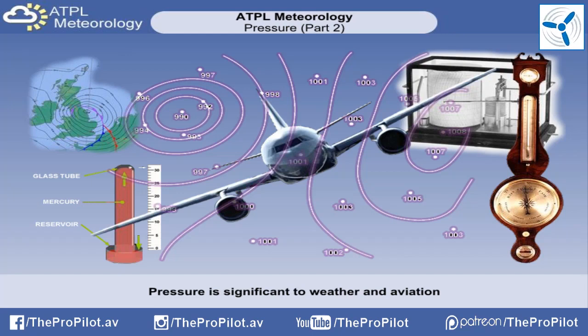In the lesson on pressure systems, you will see how important horizontal pressure variation is in understanding weather and wind. In the lesson on altimetry, you will see what significance the vertical pressure variation has on aircraft operations and procedures.